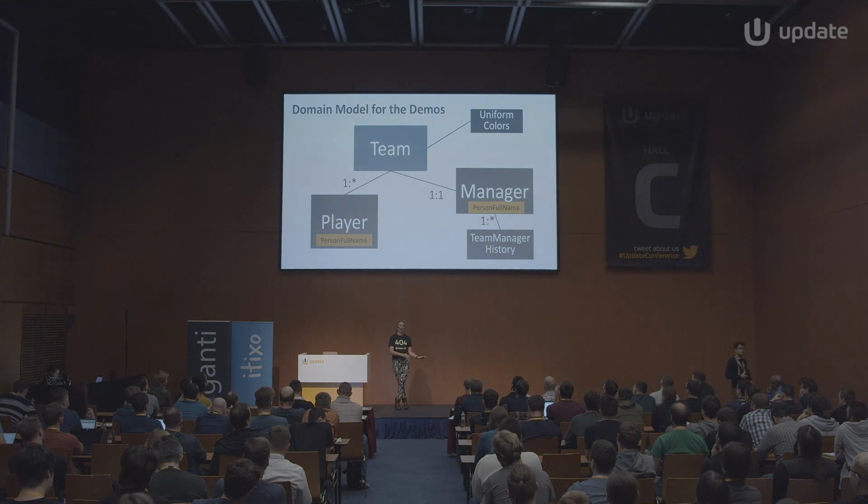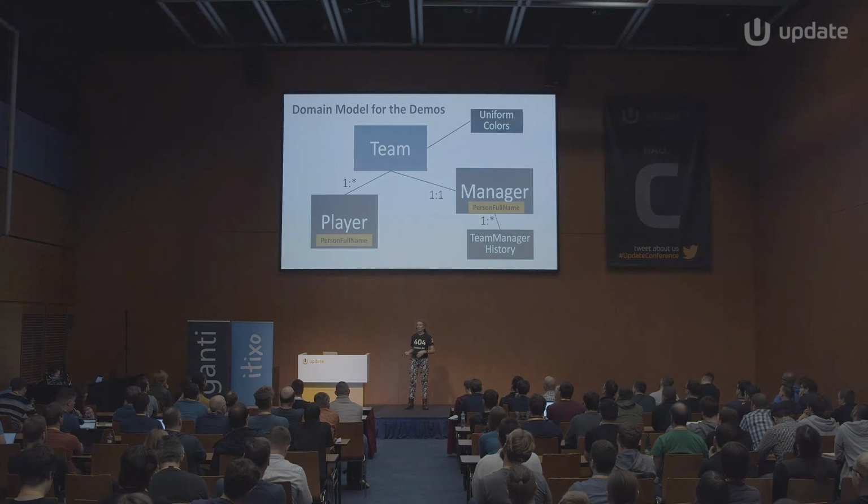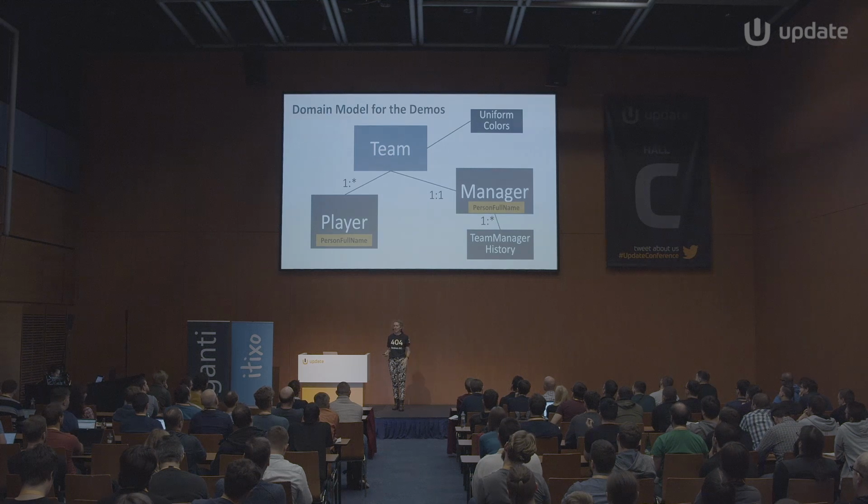A team has a collection of players, which come and go. A team has a manager, which can come and go. A manager has sometimes worked with lots of different teams, so we keep their history. Teams have uniform colors. It's very important. They don't change very much, but sometimes they do.